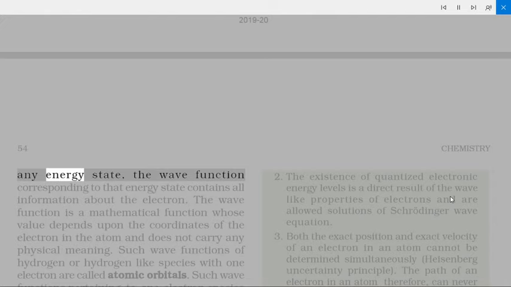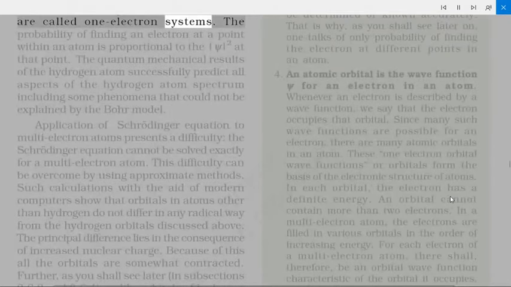When an electron is in any energy state, the wave function corresponding to that energy state contains all information about the electron. The wave function is a mathematical function whose value depends upon the coordinates of the electron in the atom and does not carry any physical meaning. Such wave functions of hydrogen or hydrogen-like species with one electron are called atomic orbitals. Such wave functions pertaining to one-electron species are called one-electron systems.